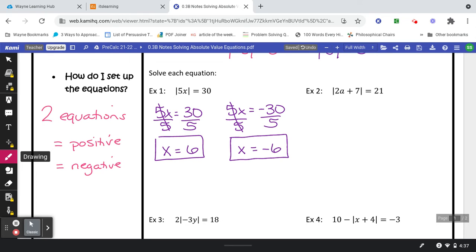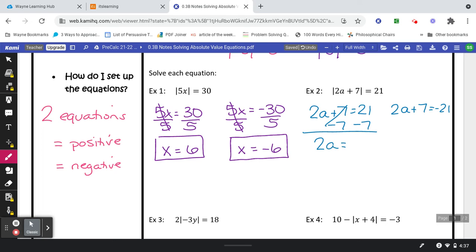Okay, for the next example, example 2, same type of thing. You're going to set 1 equal to the positive 21 and the other one equal to negative 21. Notice that you're not changing any signs of what's inside the absolute value, just the number after the equal sign. And we solve. And solve the other one the same way.